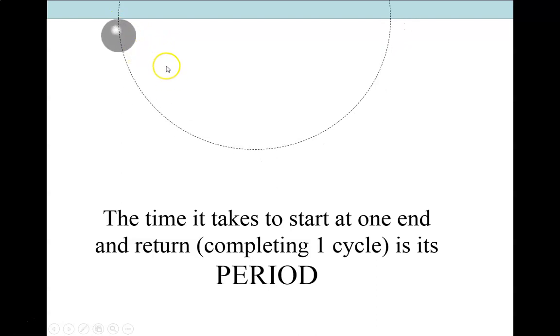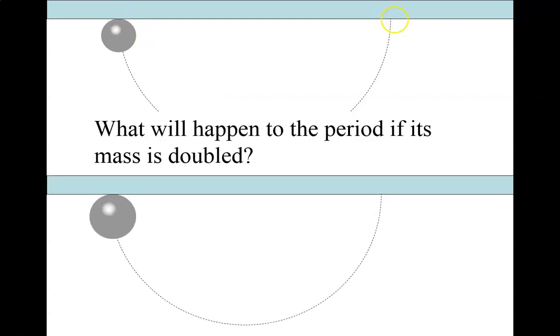Okay, so that's important to know. It's not just from one end to the other end. That's just half of the oscillation. It's got to come all the way back. Okay. Now, some things you need to know about pendulums. Normally, we would have done a lab to figure some of this stuff out.